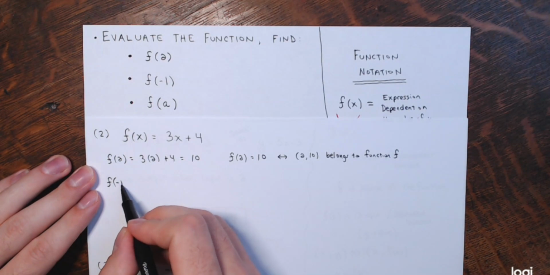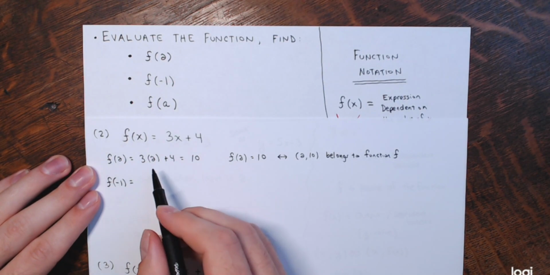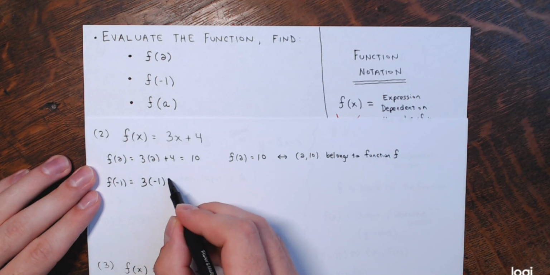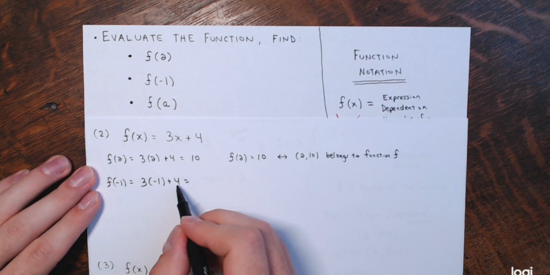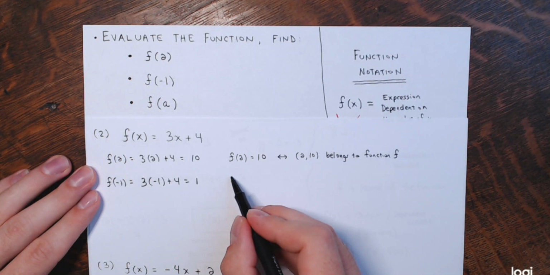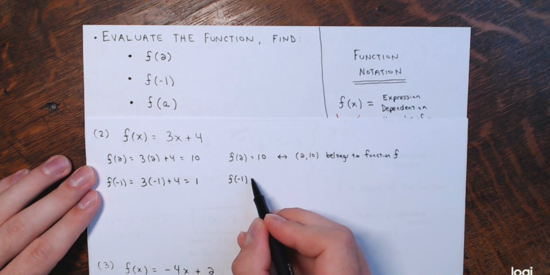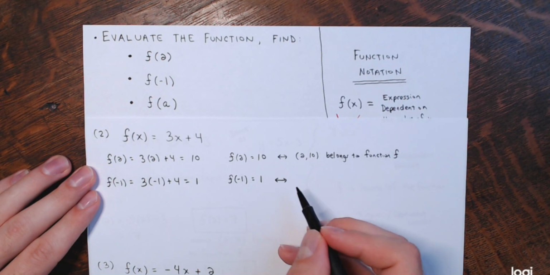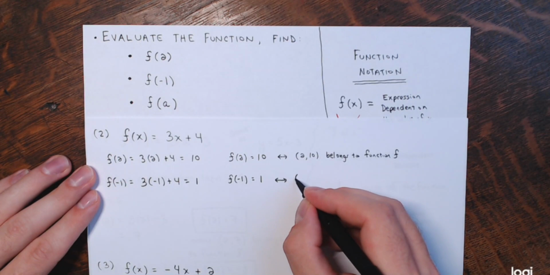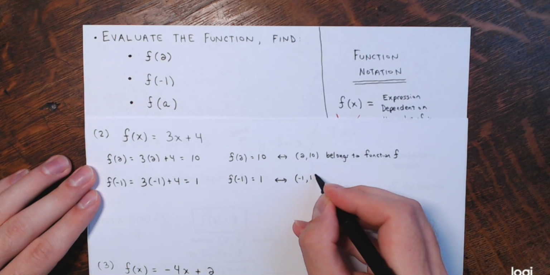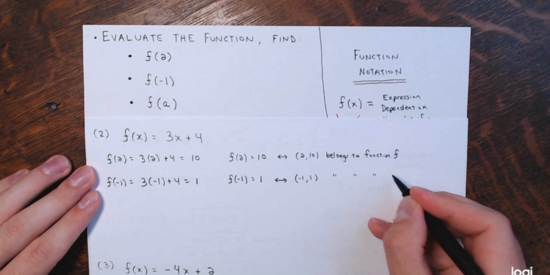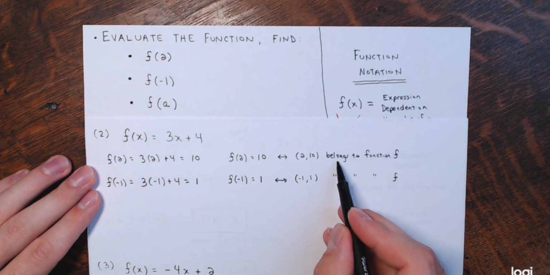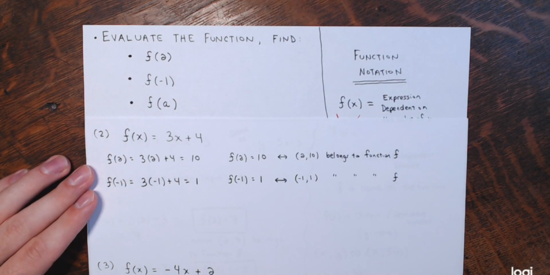F of negative 1. Again, just replacing all the x's, all the input variable, with negative 1. 3 times negative 1 plus 4. That's negative 3 plus 4, that's 1. So the value of f at negative 1 is positive 1. An alternative meaning is that the ordered pair negative 1, 1 belongs to function f.